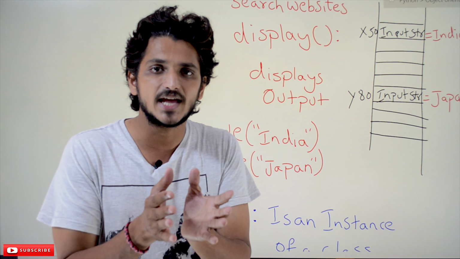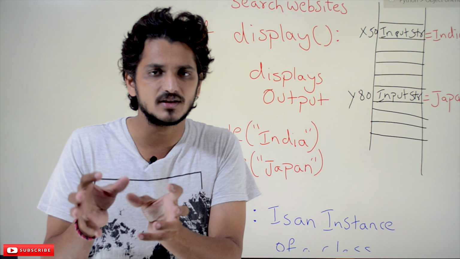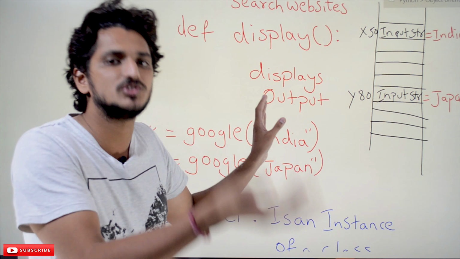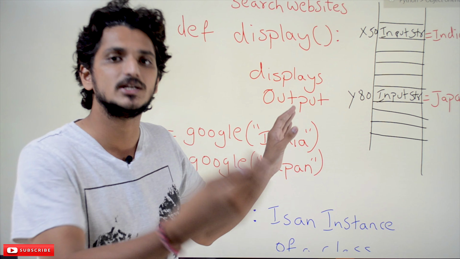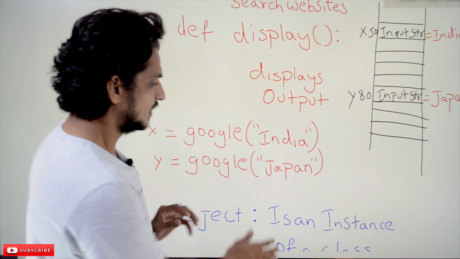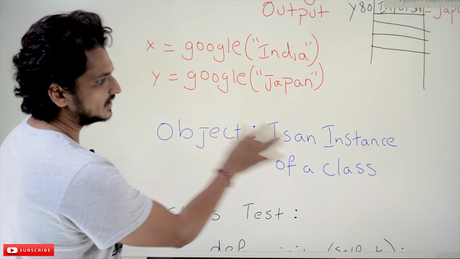So an object is an instance of a class. If you define one more object, one more instance is created, meaning one more separate space is created. So the definition is: an object is an instance of a class.